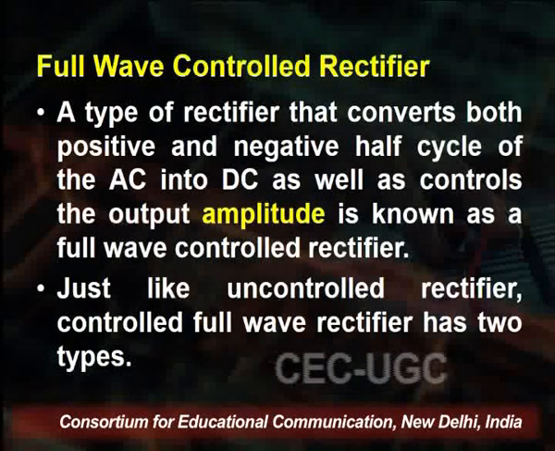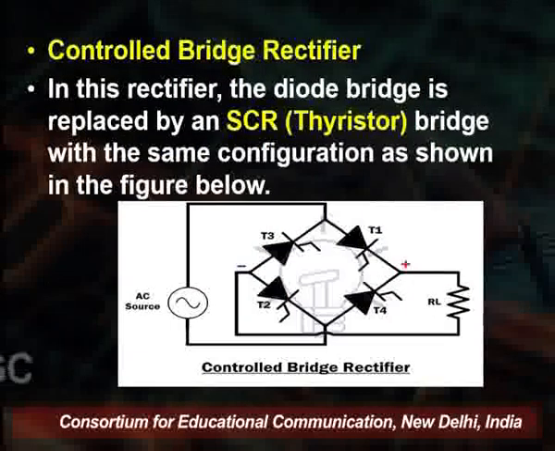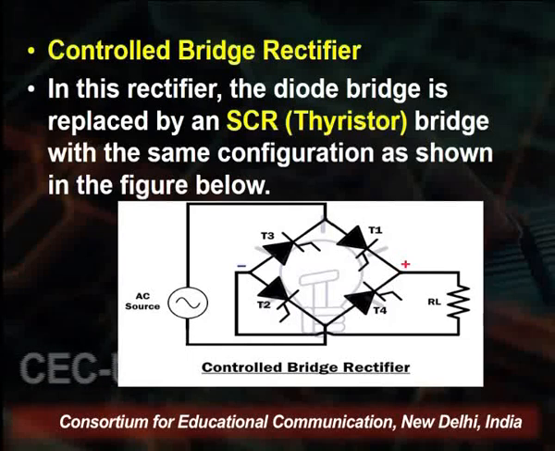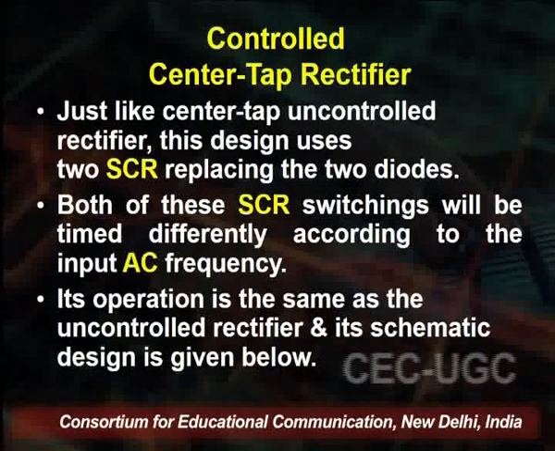Just like the uncontrolled rectifier, similarly the full wave controlled rectifier has two types. One is the controlled bridge and second is the center tap. In the controlled bridge rectifier, instead of the diodes we are using the SCR. Thyristors are used in a bridge with the same configuration. Now you see, the 4 diodes are used with the load resistance and the battery.